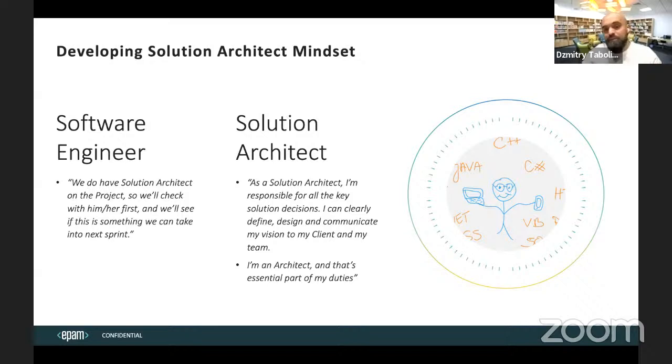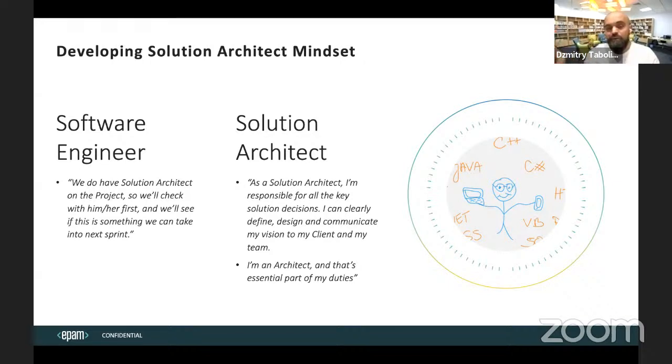But based on my experience, the first difference is that when you are the architect, there is no one you can approach with that. I mean, there might be another pure solution architect or enterprise architect still, but it's you who is supposed to make a decision.